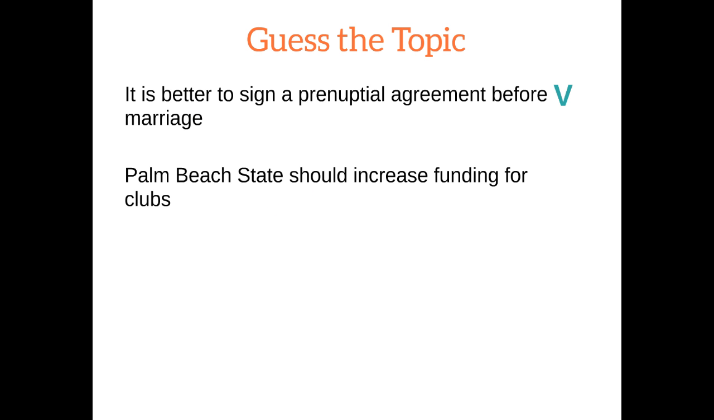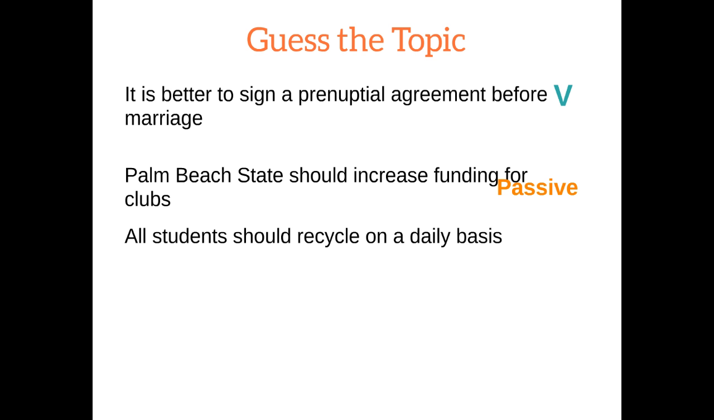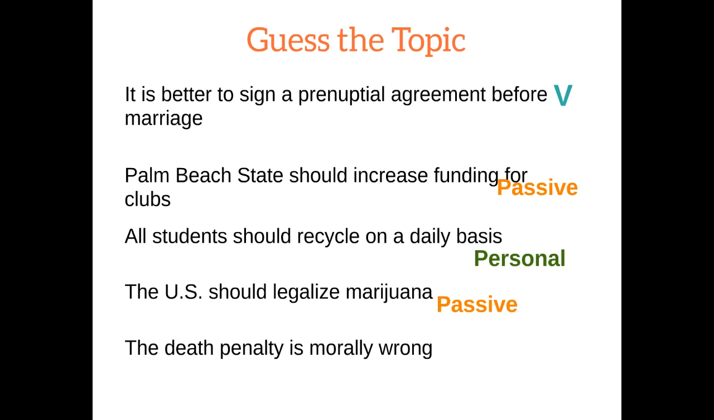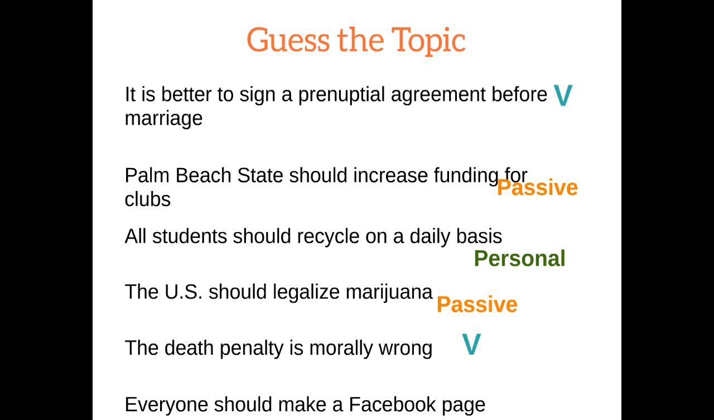Palm Beach State should increase funding to clubs. This is passive because Palm Beach State would be doing it. All students should recycle on a daily basis. This is personal. The audience would have to do it. The U.S. should legalize marijuana. This is passive. The U.S. government would have to do it. The death penalty is morally wrong. This is value. And everyone should make a Facebook page. This would be personal. The audience would have to take it on. So hopefully you guessed all of those correctly. If you didn't, then you may want to go back and review a little bit to make sure you're clear.